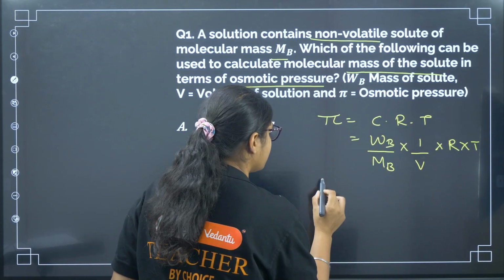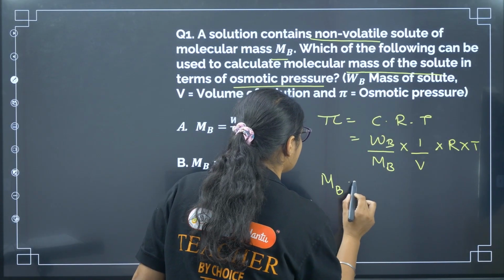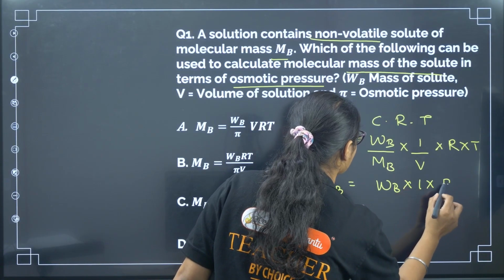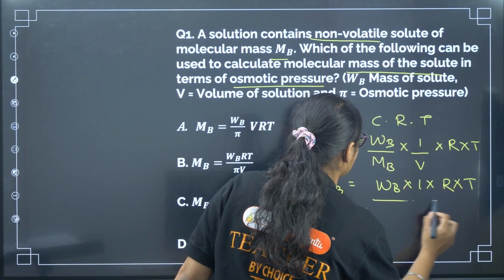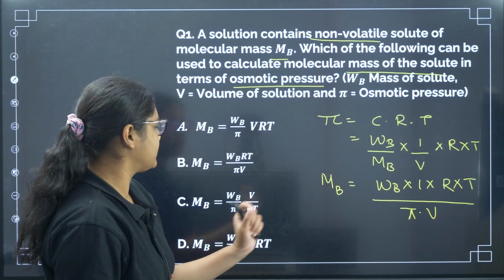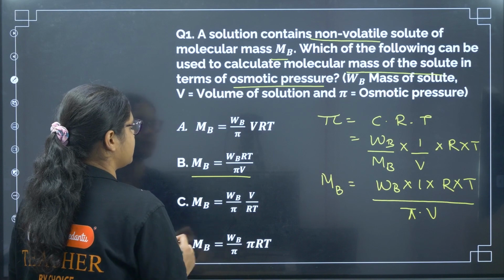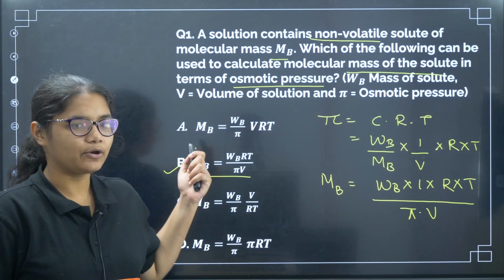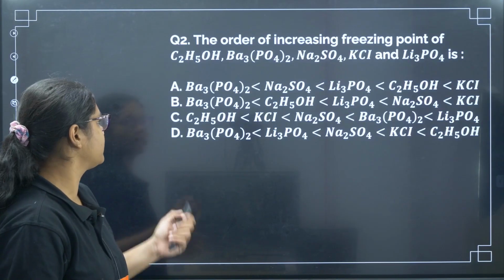Now if I want to calculate molar mass, that will be equal to WB into 1 into R into T divided by pi into V, right? So WB RT by pi V. So that is your option number B. So the correct answer for this question will be option number B. I hope this question is very simple, easy, clear one.